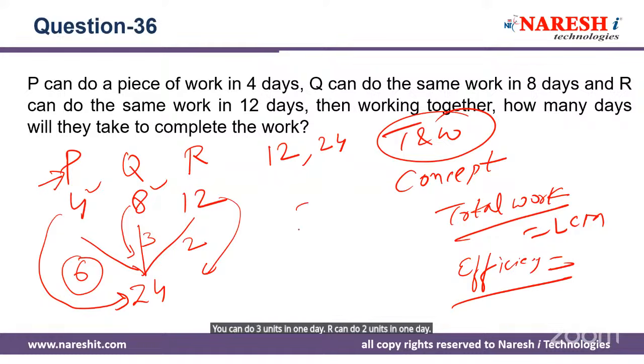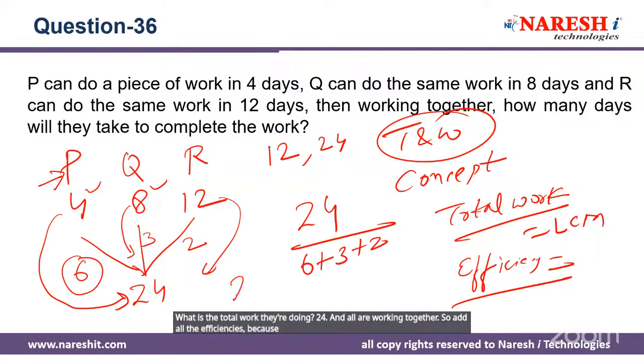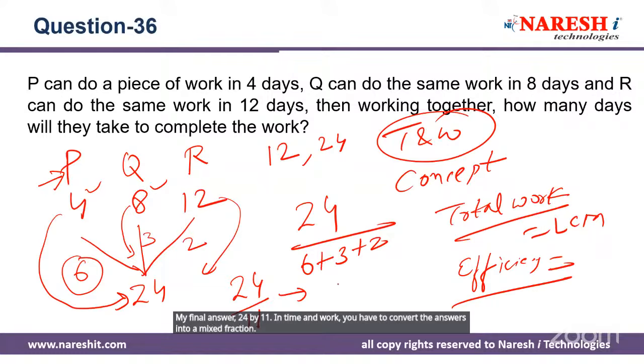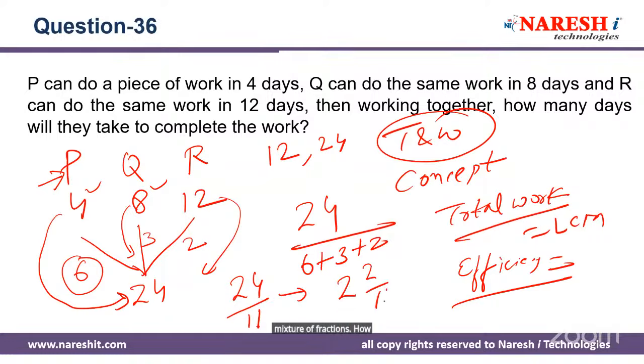What is the total work they're doing? 24. And all are working together, so add all the efficiencies. My final answer is 24 by 11. In time and work, you have to convert the answers into a mixed fraction. How? 2 by 11. Why 2 by 11? 2 elevens are 22, plus 2. So 24 by 11.